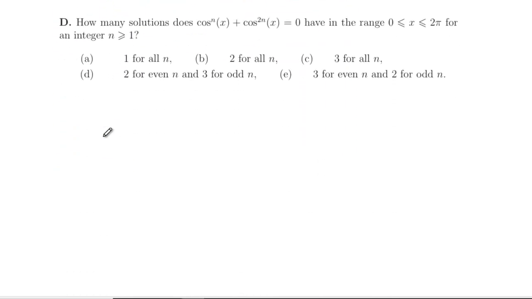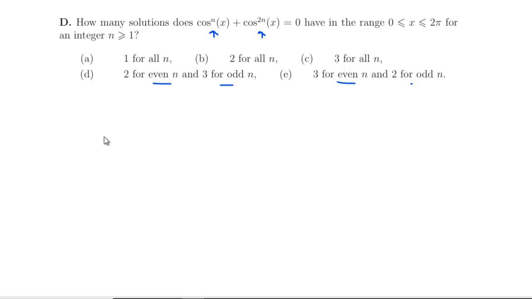D, how many solutions does this have? Okay, that looks unpleasant. We've got a cos to the n and a cos to the 2n, having the range 0 to 2 pi inclusive for integer n greater than or equal to 1. So 1, 2, 3, oh, and then here we've got them split even and odd. So which is going to make a difference, isn't it? It's got to be D or E, because we're going to get some negative cosines, and then we're going to be squaring them and make them go away.